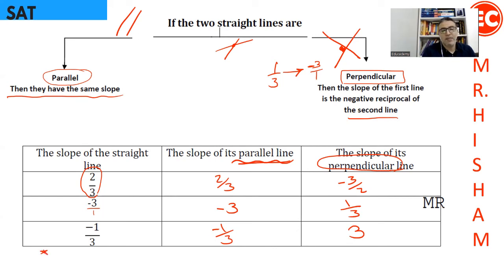I wanted to add something here. If the first straight line's slope is 0, the second parallel line's slope is 0, but for the perpendicular, its slope is undefined. This is the relation between two parallel or perpendicular lines.